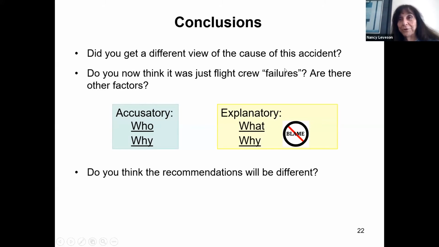You already thought there were other factors, so we're not going to ask your poll on that, but it becomes pretty clear that there are other factors and that you don't have to guess at them. They're actually there. So there's two approaches. There's this accusatory approach in accident investigation analysis. You look at who and you look at why. The explanatory approach, which tries to avoid blame, looks, instead of who, at what and why.